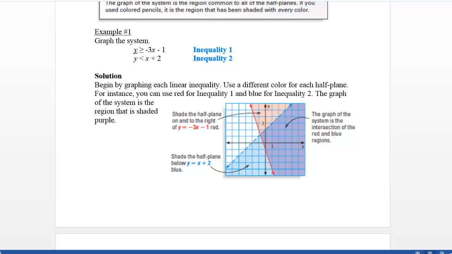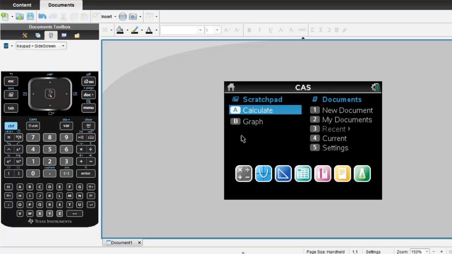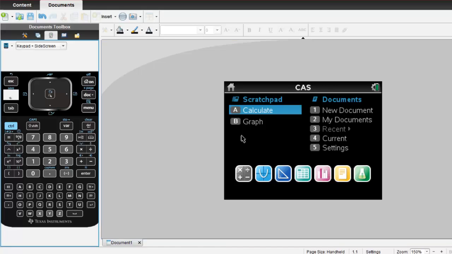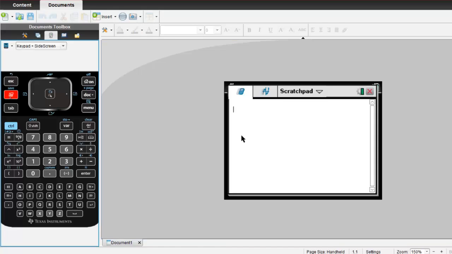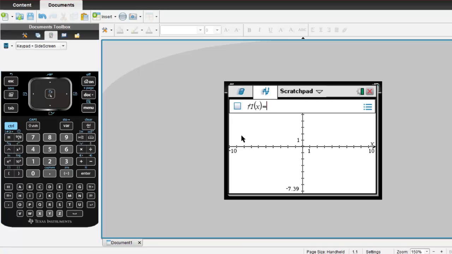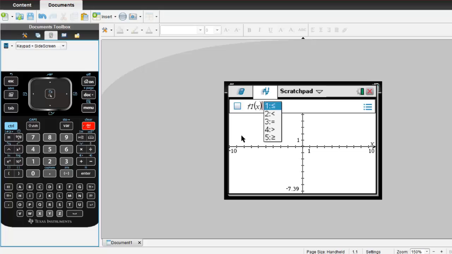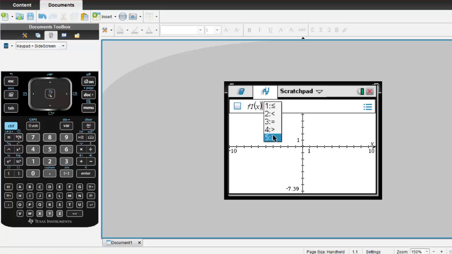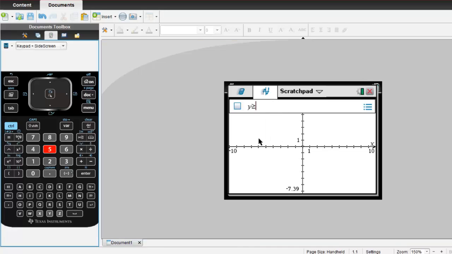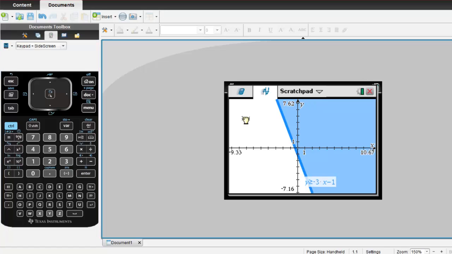Now I will point out how to punch this into your calculator. If I come in here to the graphing part of my calculator, and then again I'm going to need to backspace to offer up the inequality symbols. So I have greater than or equal to, and then I'm going to say negative 3x. Okay, so you can see there that we have our first inequality graphed.